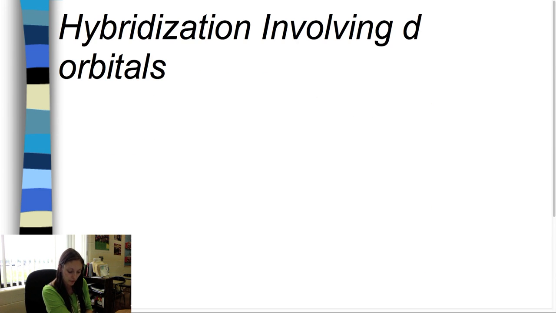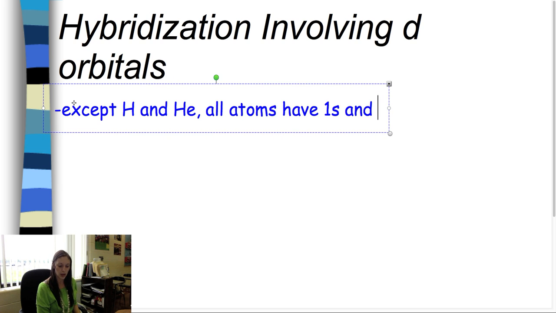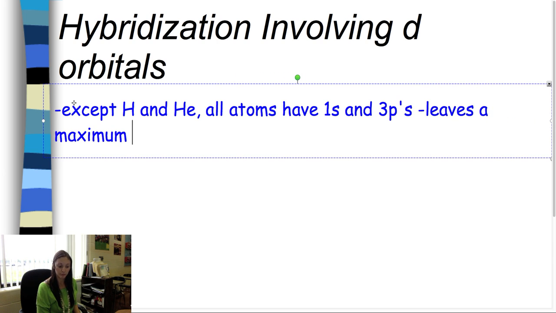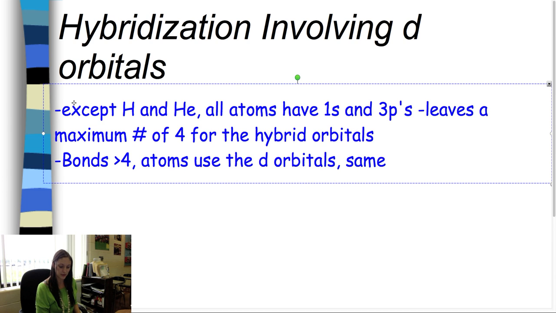All right, hybridization involving d orbitals. Okay, except H and He, all atoms have 1s and 3 p's. Okay, that leaves a maximum number of 4 for the hybrid orbitals. Now, if you want to look at where you have bonds that are more than 4, that's where we're looking at atoms that use your d orbitals, as they have the same energy level number.